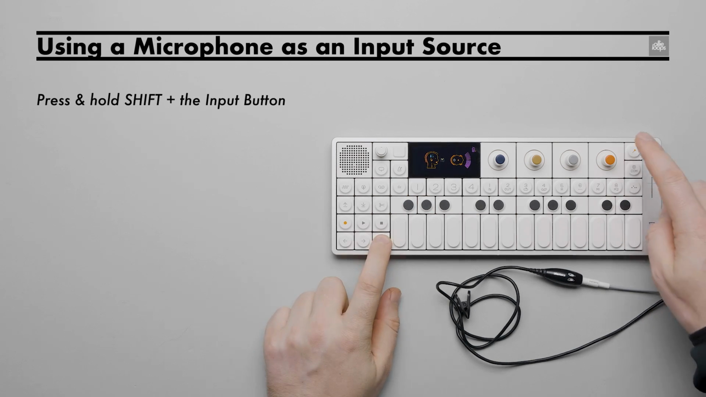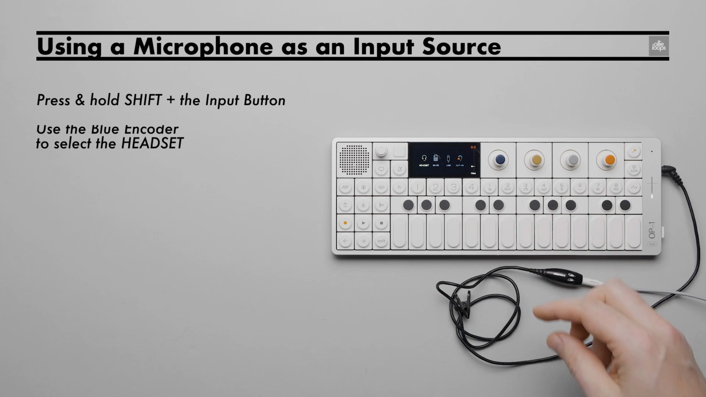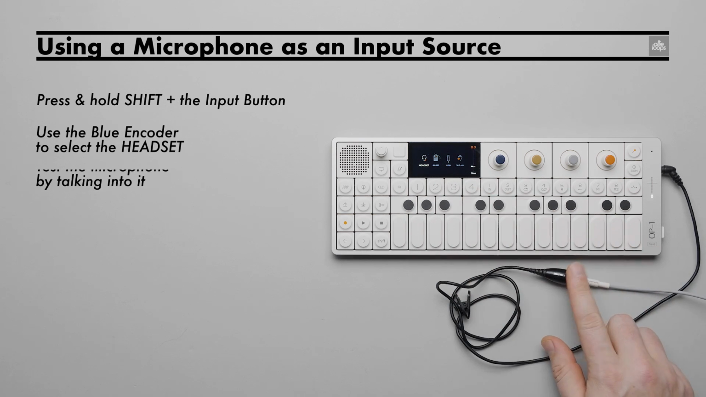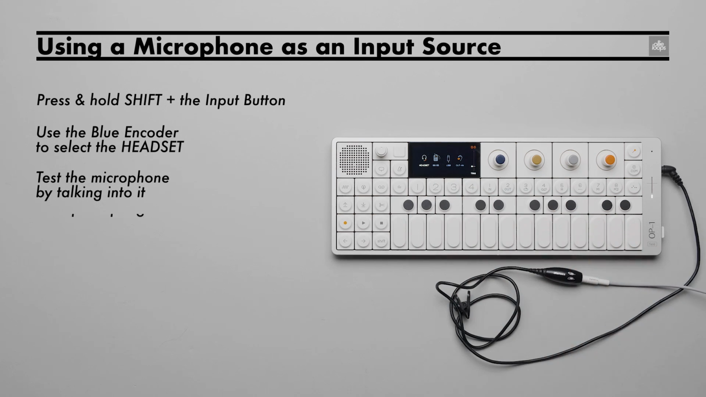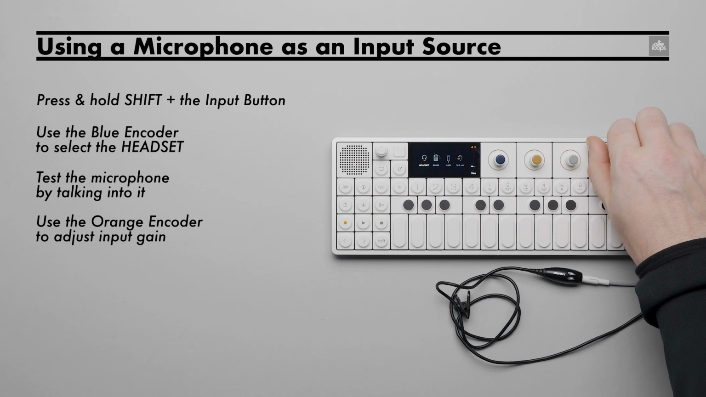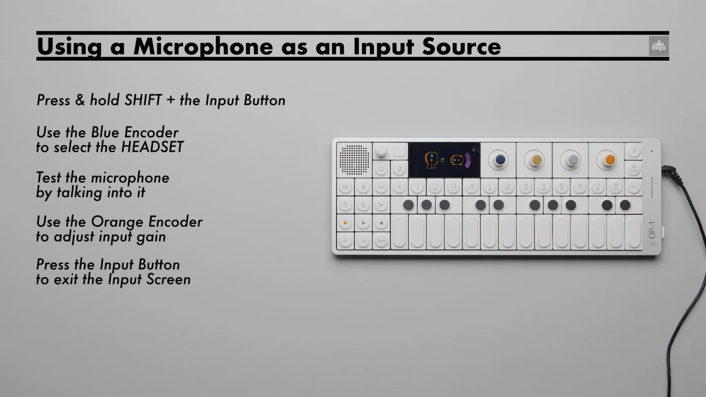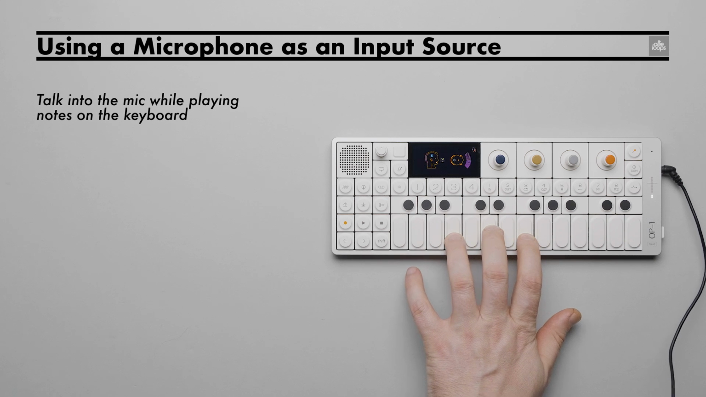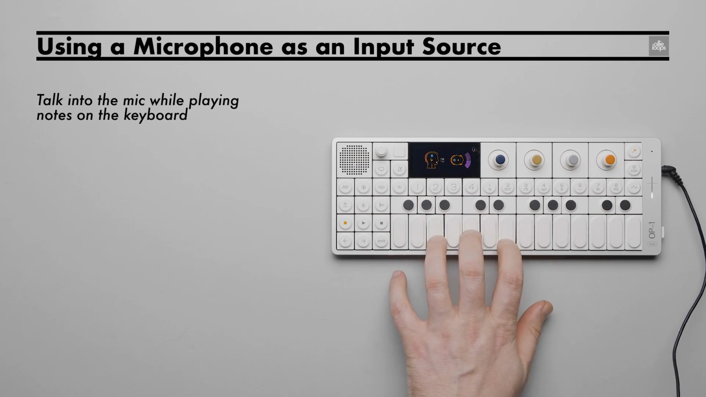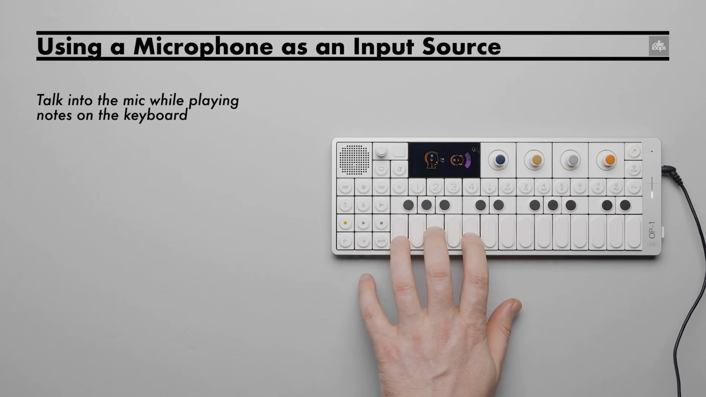Press and hold Shift and then press the input button. Use the blue encoder to select the headset input. Talk into the mic to test the signal. Use the orange encoder to adjust input gain. Press the input button to close this screen. I'll talk into the mic and play notes on the keyboard. You won't hear my voice because you're hearing the output directly from OP-1.